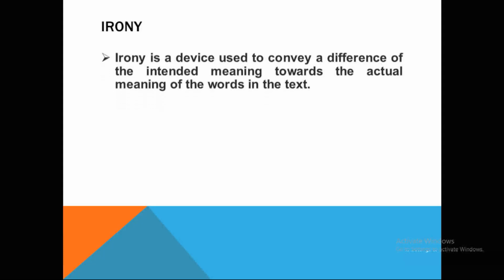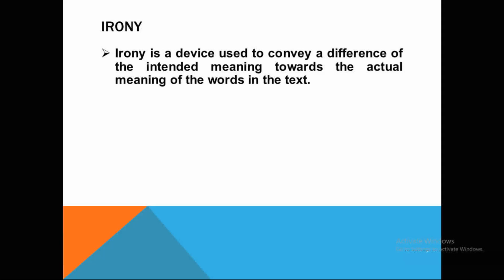The fourth term that's associated with New Criticism is irony. There are many different kinds of irony. I know you know what irony is all about. You might have heard this word before. But still, to brush up your knowledge, irony is a device used to convey a difference between the intended meaning and the actual meaning of the words in the text. So there is an intended meaning inside the actual wording of the text.